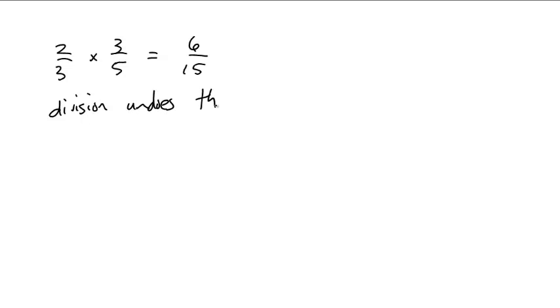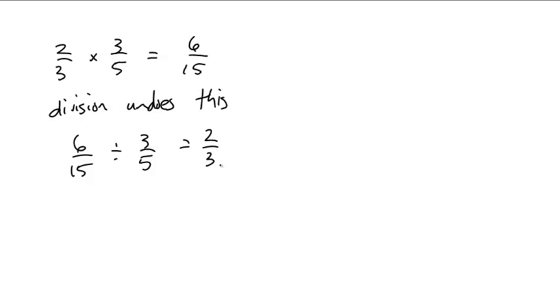Now here's the trick. To divide, you have to undo multiplying. What did we do? We said that 2/3 times 3/5 is 6/15. You multiply across, and it reduces to 2/5. Division undoes this. Division will say that 6/15 divided by 3/5 has got to go back to 2/3.